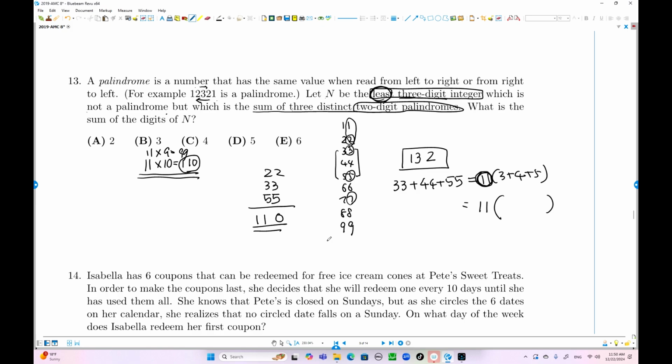All right. Anyway, the least three-digit number must be a multiple of 11. So that is the least three-digit number which is not a palindrome. It should be a multiple of 11. So what's the answer? The sum of all digits, 1 plus 1 is 2. That is the answer.